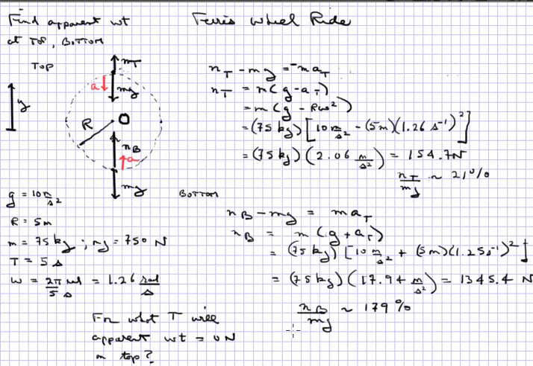Okay, so here's a problem for you. For what period will the apparent weight be 0 newtons at the top? Even before you get started with this problem, we just finished doing T equals 5. So is the T going to be bigger than 5 or is it going to be less than 5? See if you can use some intuition to guess which way the T is going to go to make the normal force at the top, which is the same as the apparent weight at the top, hit 0.